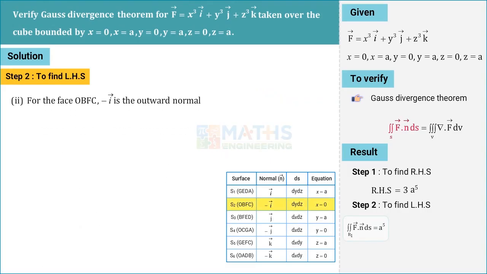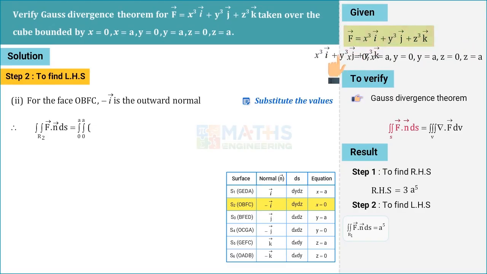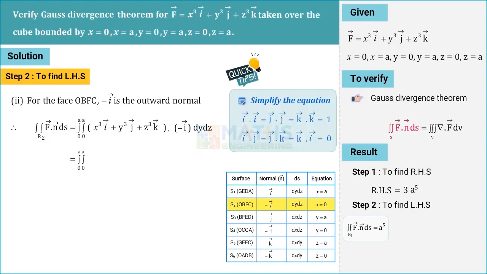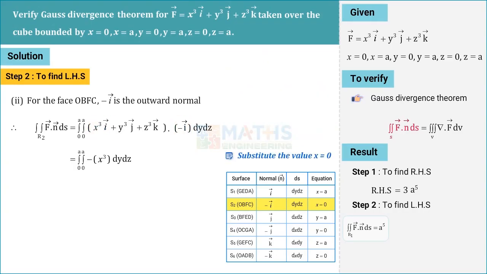Now let us consider the second surface. Here the outward normal is minus i vector. We start from the definition. We substitute F vector value, n vector value and dS value. Here the limits are y varies from 0 to a and z varies from 0 to a. We apply dot product. For this we multiply ith components together. We get minus x cube. The remaining term becomes 0. Here what is x value? x is equal to 0. We replace that. We get the integral value as 0.